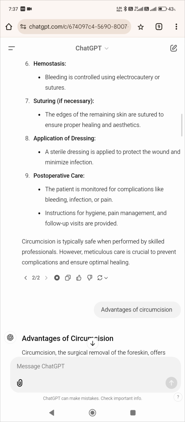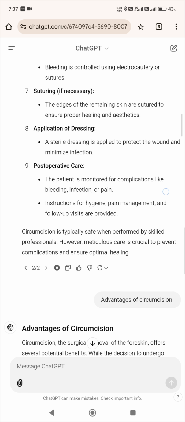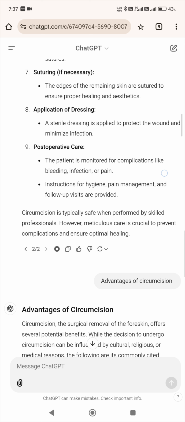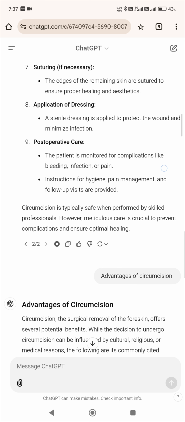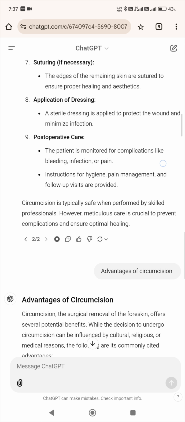7. Suturing, if necessary. The edges of the remaining skin are sutured to ensure proper healing and aesthetics. 8. Application of dressing. A sterile dressing is applied to protect the wound and minimize infection.